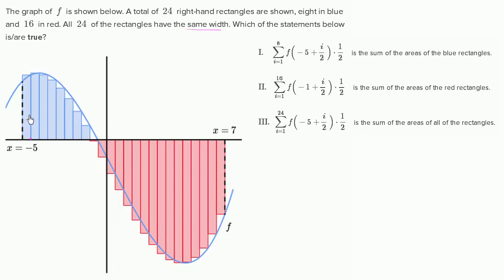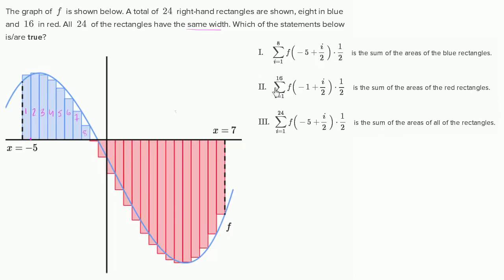Well, we know we have 1, 2, 3, 4, 5, 6, 7, 8 blue rectangles. And we're summing from 1 to 8. So it seems like we're summing 8 things right over here. This is 1, 2, 3, 4, 5, 6, 7, 8. So this is looking good right over here. And then we take f of something times 1/2.